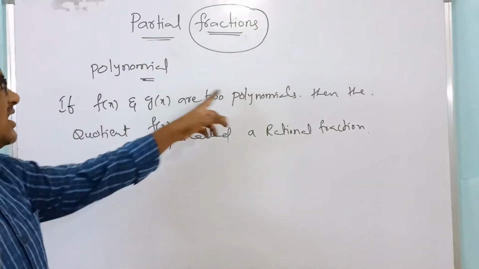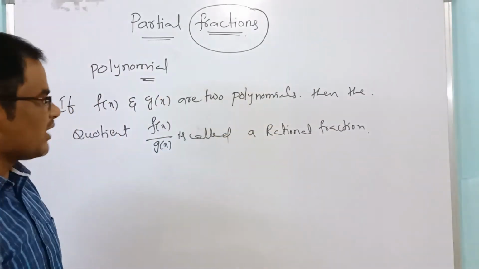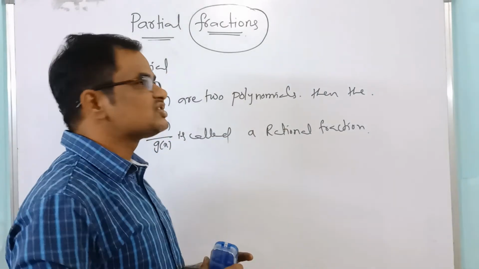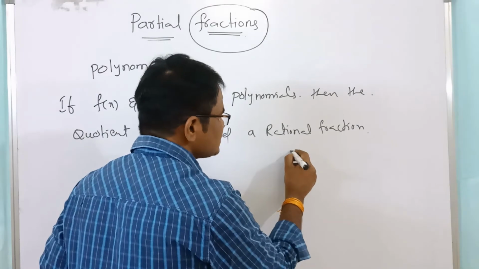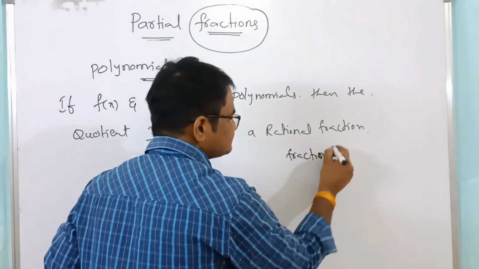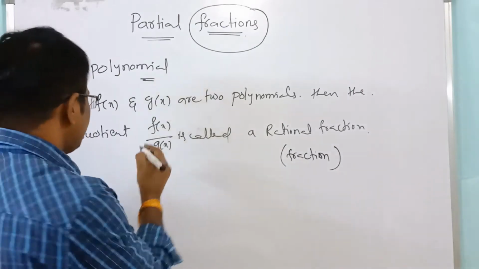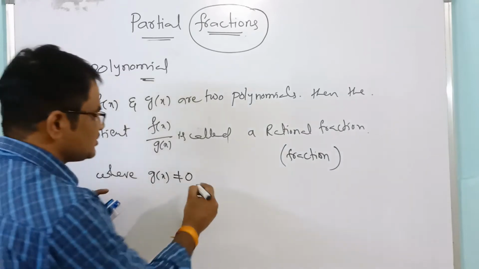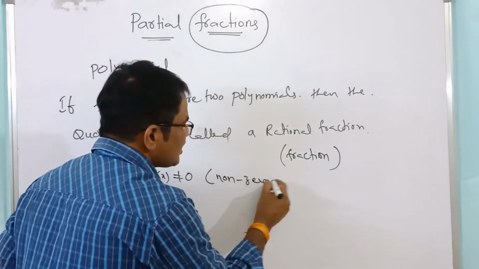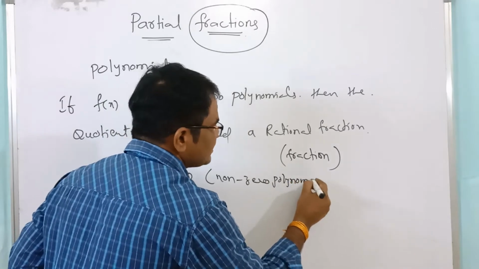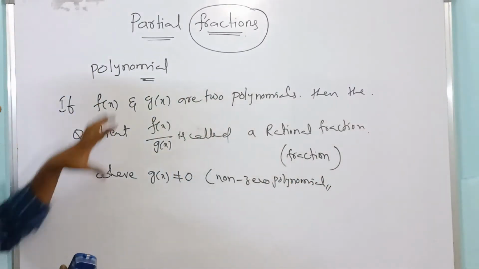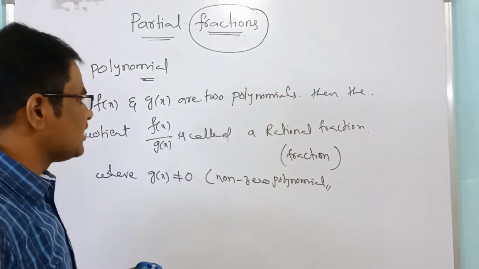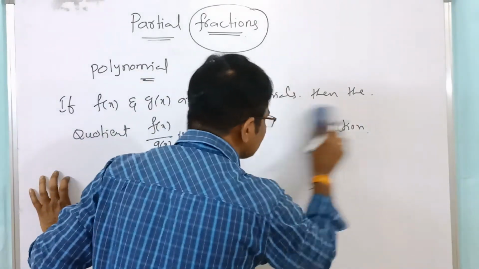If f of x and g of x are two polynomials, then the quotient f of x by g of x is called a rational fraction, or simply called a fraction, where g of x is not equal to 0, means a non-zero polynomial. So this is the definition of rational fraction. There are two types of rational fractions.